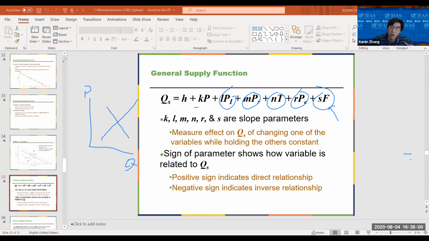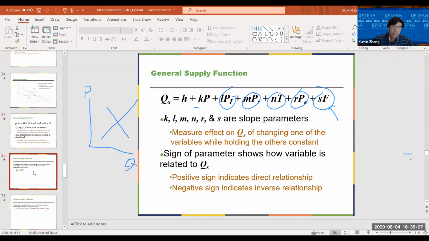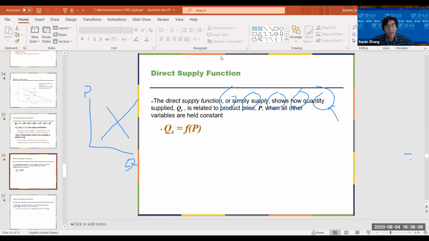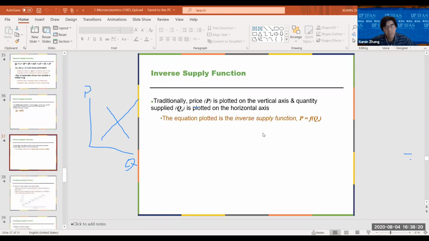And then we can draw an upward sloping supply curve. The other things are very similar. We can have the inverse supply. This is the direct supply function, but we can also have an inverse, meaning we have the Q on the right-hand side and the P on the left-hand side. But this won't affect the relationship of this upward sloping curve.